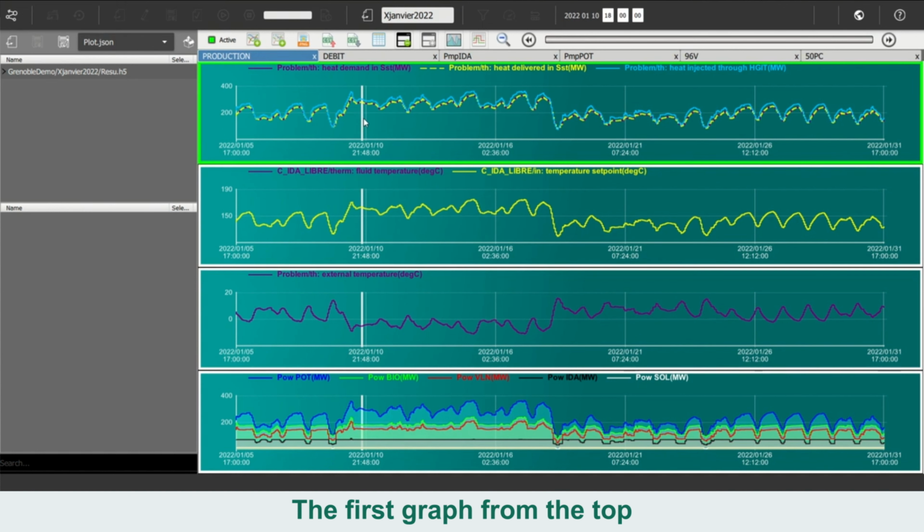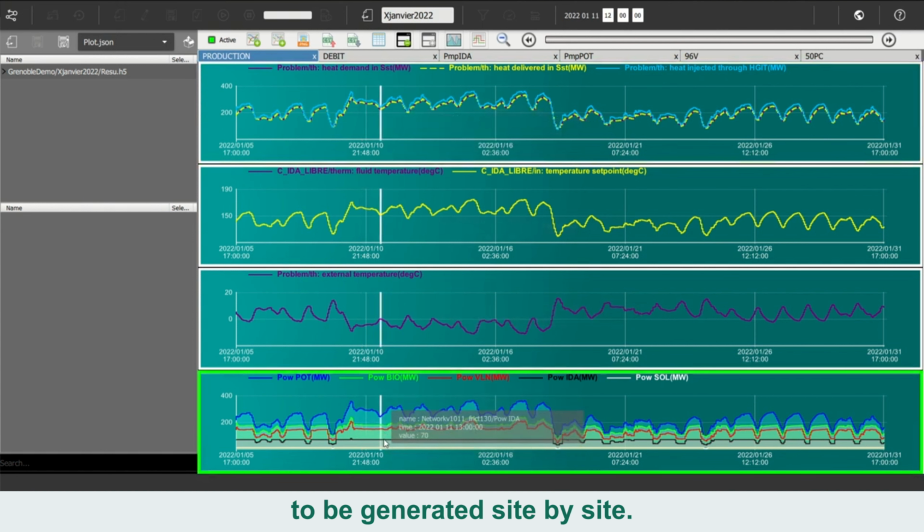The first graph from the top shows the evolution of power demand and power delivery at consumer level. Note that these 2 curves are superimposed here, attesting to the fact that the network is controlled without any consumer being adversely affected. This first graph also shows the temporal evolution of thermal power injected into the network, presented in light blue. The last graph shows the cumulative power to be generated site by site.